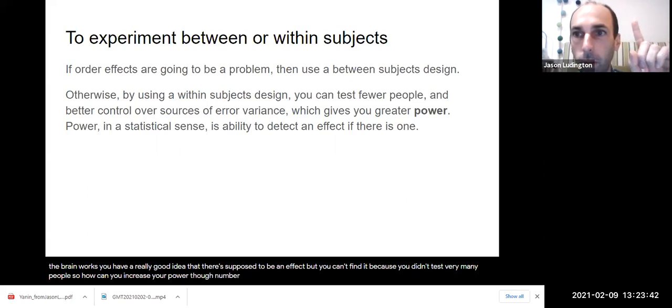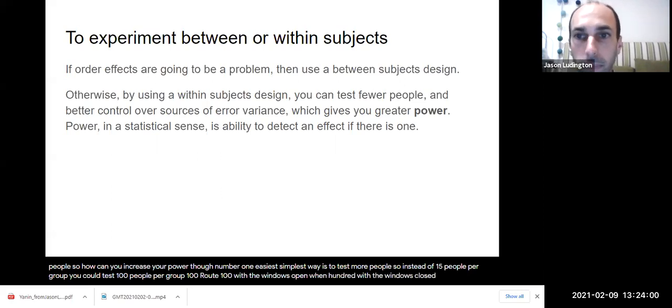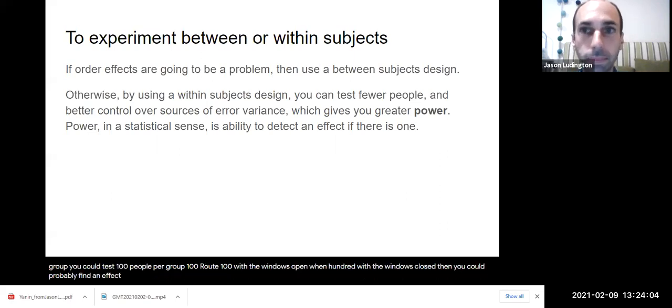The number one easiest, simplest way is to test more people. So instead of 15 people per group, you could test 100 people per group. 100 with the windows open, 100 with the windows closed. Then you could probably find an effect.